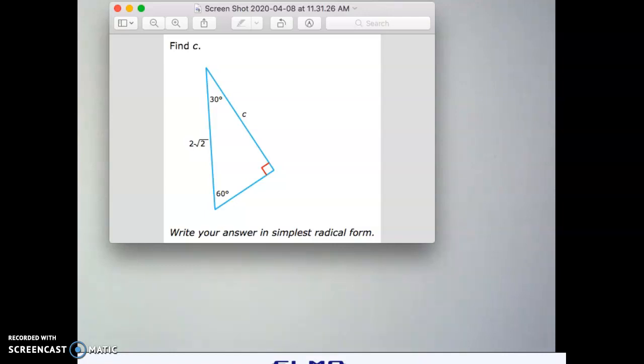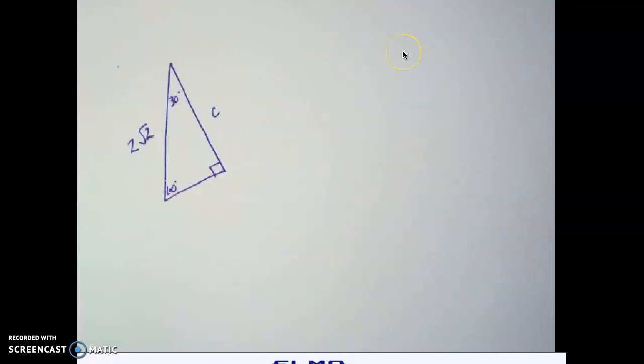Okay, in this first example, we have a 30, 60, 90 triangle. Here's our right angle, so that means the side we're given is the hypotenuse. Here's our 60-degree angle, so that means the side we're looking for is the long leg. Now remember, with a 30, 60, 90 triangle, everything's about the short leg.